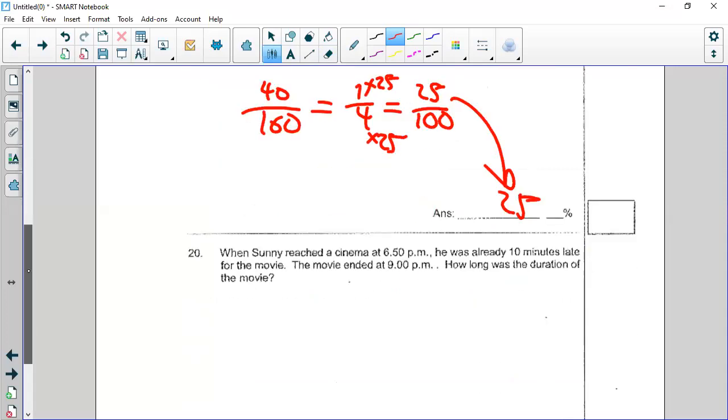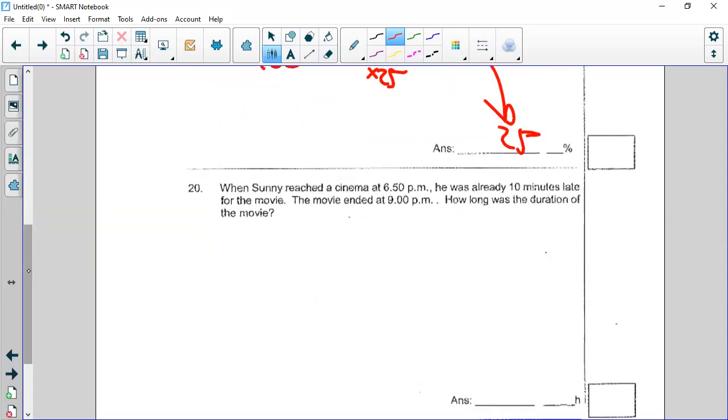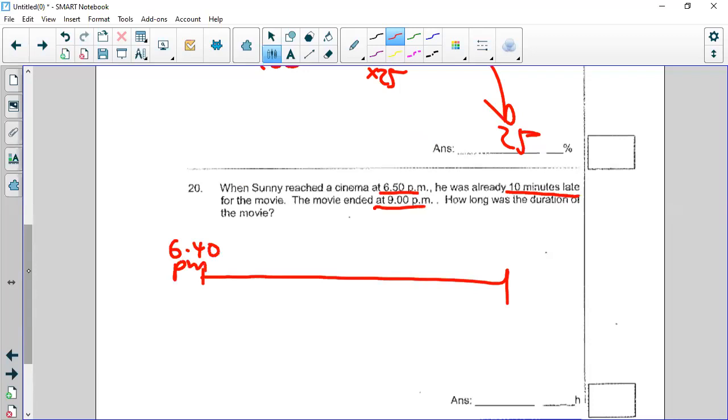Okay, this is a timeline. Sunny reached a cinema at 6:50 p.m. He was already 10 minutes late. So what time did the movie start? The movie started at 6:40 p.m., and it ended at 9 p.m. So how long was the movie?